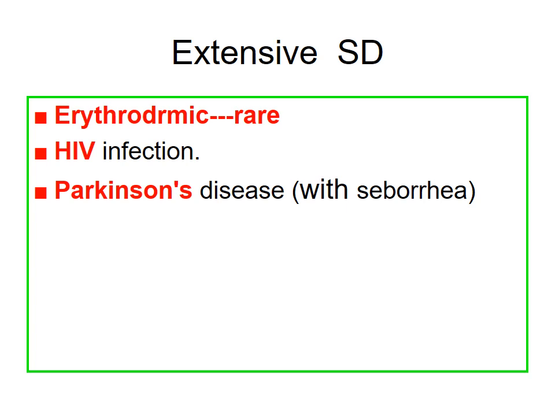Extensive seborrheic dermatitis. Sometimes seborrheic dermatitis is presented to us in a severe form, what's called erythrodermic, which is severe erythema and scales all over the body. It's very rare. When you see seborrheic dermatitis that is severe and resistant to therapy, you have to look for HIV infection. Extensive seborrheic dermatitis is also sometimes associated with Parkinson disease.